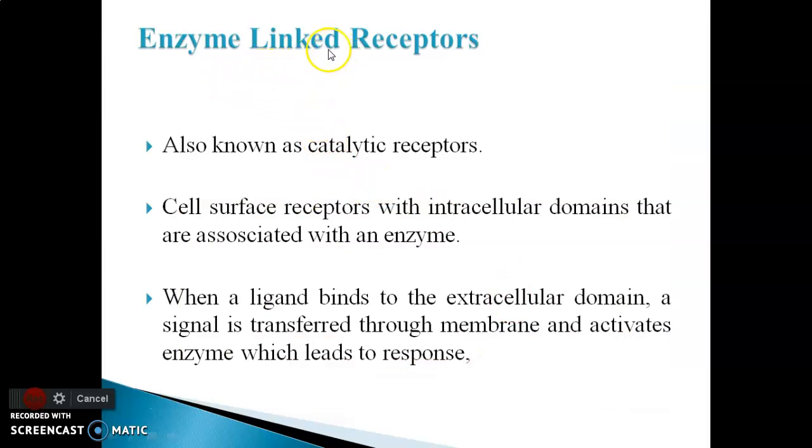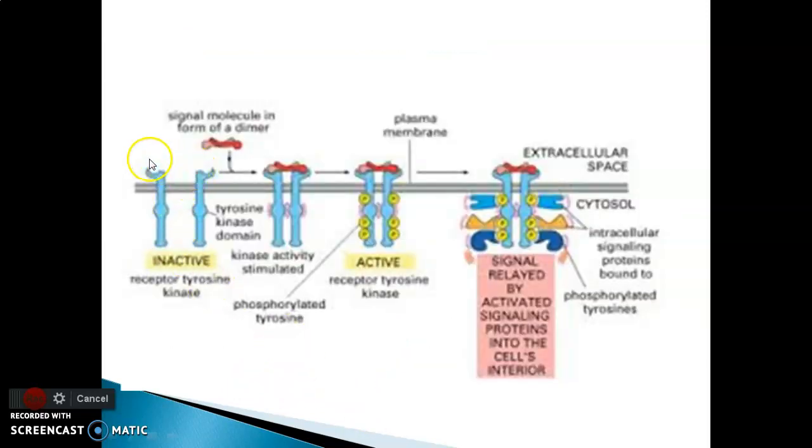The third subtype of transmembrane receptor is the enzyme-linked receptor, also known as catalytic receptor, and these are cell surface receptors with intracellular domains that are generally associated with an enzyme. That's why they are known as enzyme-linked receptors. When a ligand binds to the extracellular domain, a signal is transferred through the membrane and activates an enzyme, which leads to a response. This is an example of how a tyrosine kinase enzyme is activated by binding of a drug, resulting in conversion of inactive to active form and further activation of different proteins in the cell.